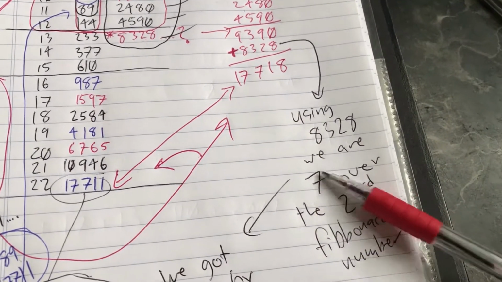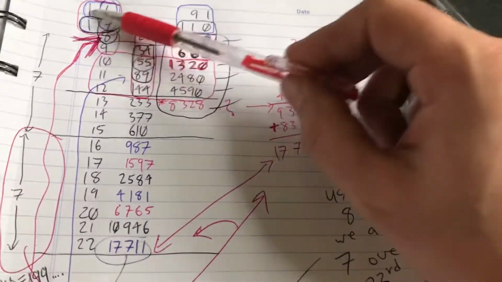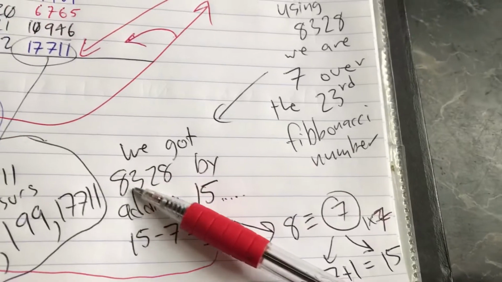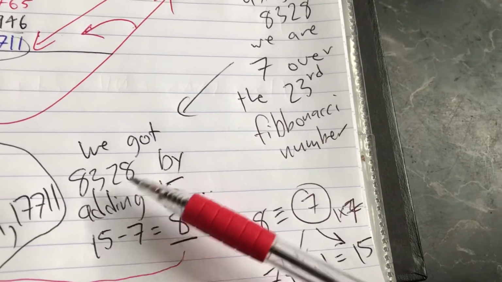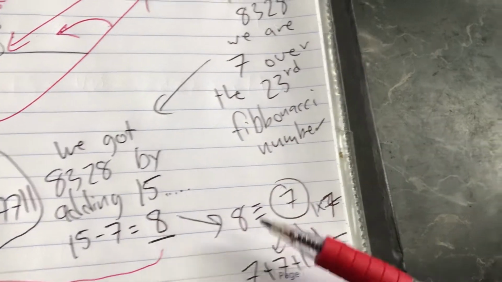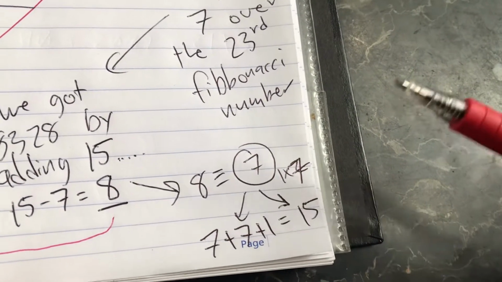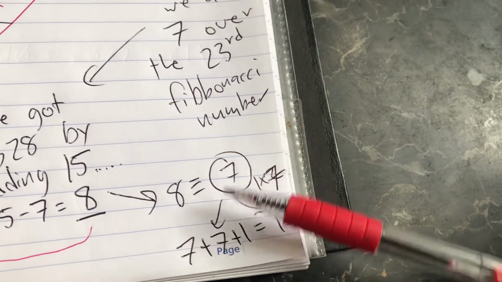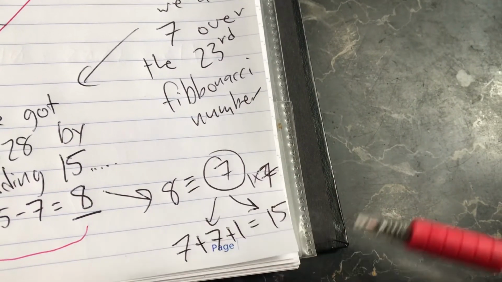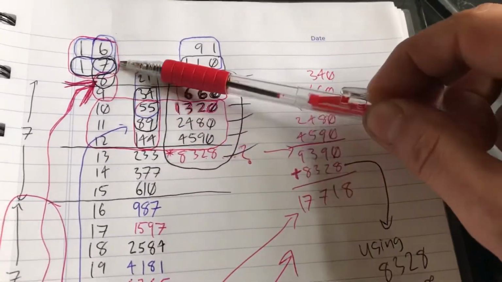So by taking away 7 from the initial 15 that we added, we got 8328 by adding 15. If we subtract the 7 away, we have an 8. And if we look at an 8 in terms of a circled 7, where that circle is actually a 1 by 7 line, 7, 7, and 1 is 15. So maybe when you get out of this quadrant and you're starting for the next quadrant, maybe you just add the 8 underneath.